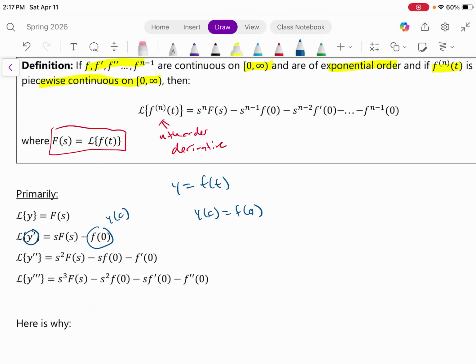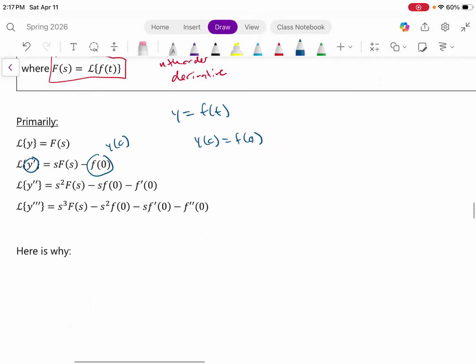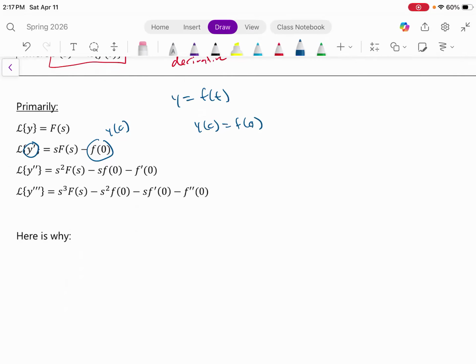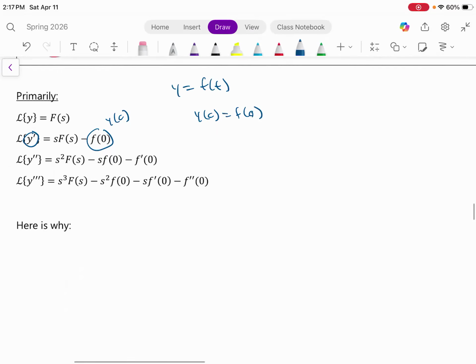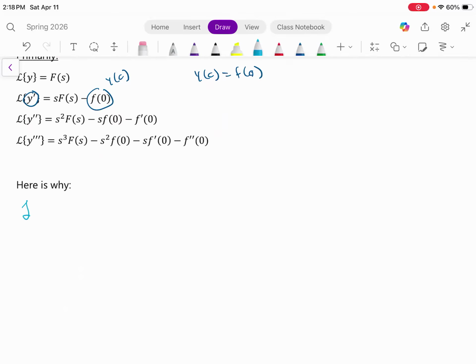So what I want to do is at least prove one of these to you. We don't have to go through all of them. I just want to show why the Laplace of one of these derivatives is actually true. So I want to do the Laplace of, let's look at y prime. Okay, so y prime, I want to find the Laplace of this derivative of y.